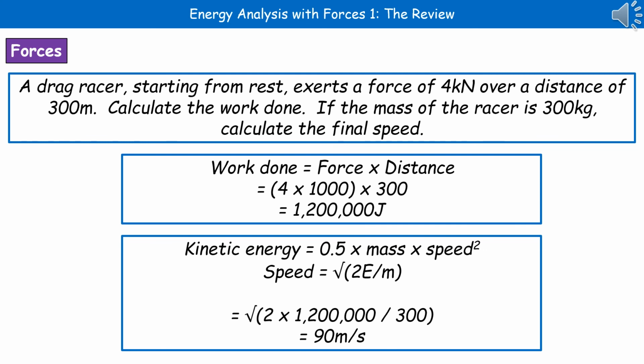Second thing we need to do is calculate the final speed. So kinetic energy is 0.5 times mass times speed squared. If we rearrange that to make speed our subject, it's the square root of 2 times the energy divided by mass, and then substitute in your values, it gives us 90 meters per second. But you can see there, if you've not learnt your equations, you're going to have a blank space on your answer page. So do go over all of those equations.